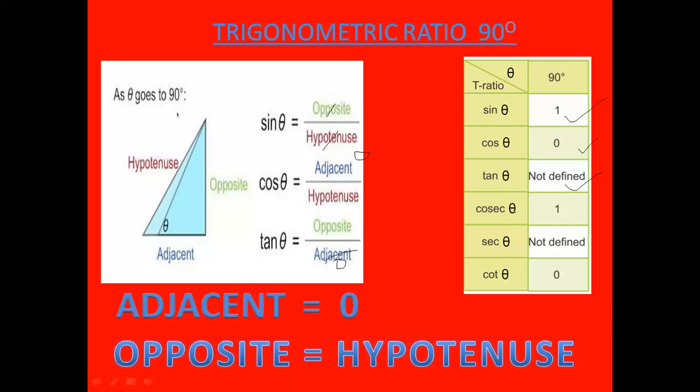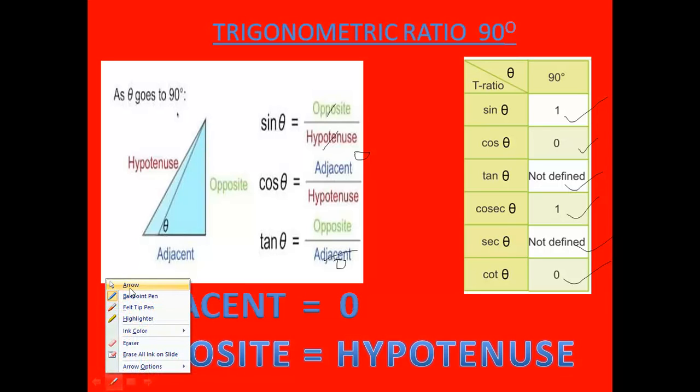Okay, cosecant is the reciprocal of sine. So cosecant 90 is equal to 1. Secant is the reciprocal of cos. The reciprocal of 0 is not defined. Cot is the reciprocal of tan. The reciprocal of not defined means its value is 0. Therefore, now we have found all the trigonometric ratios for some specific angles.